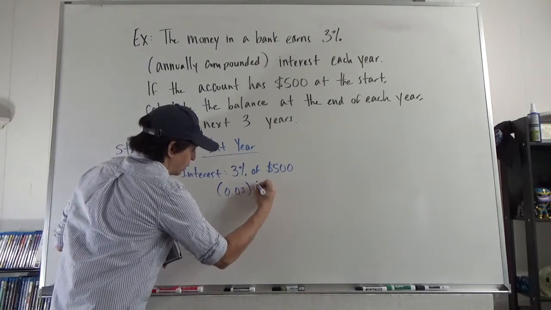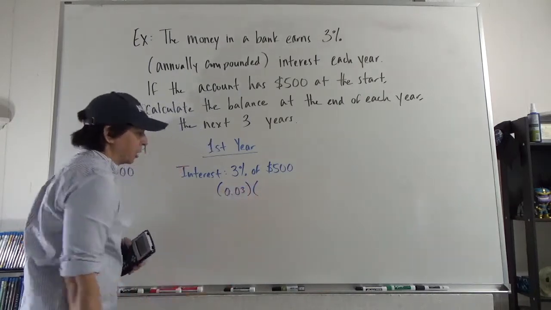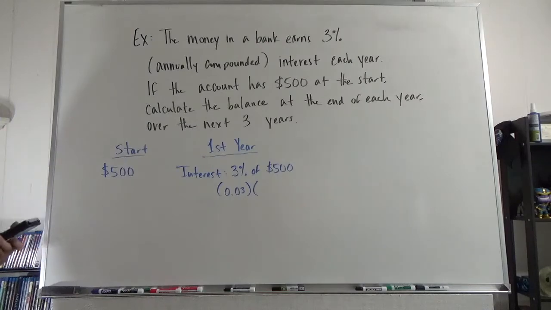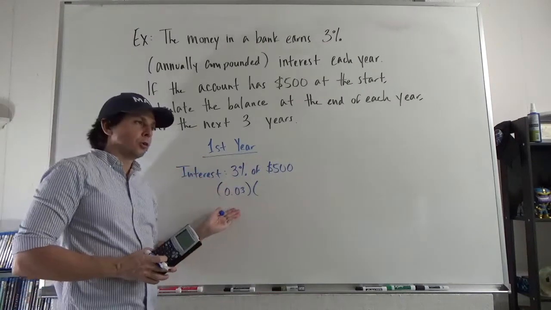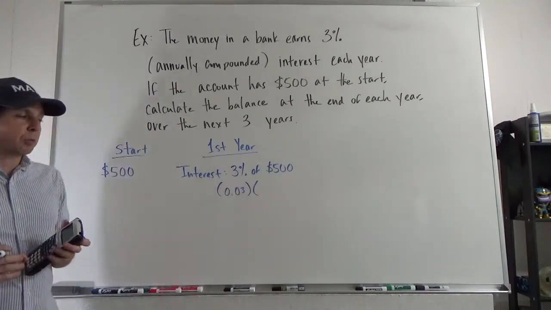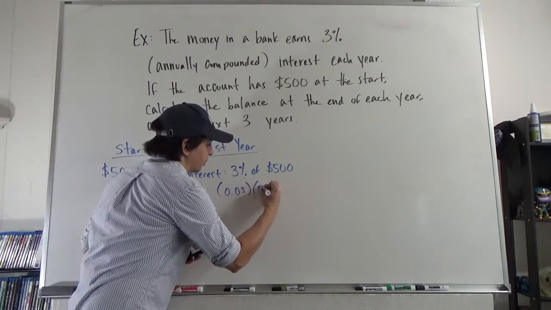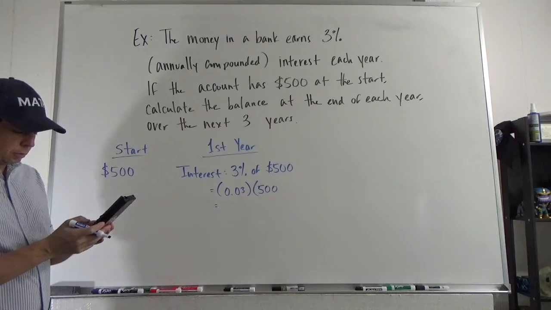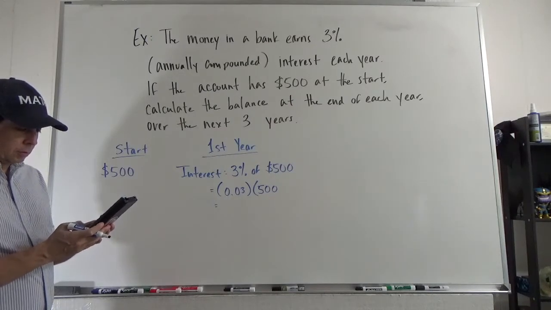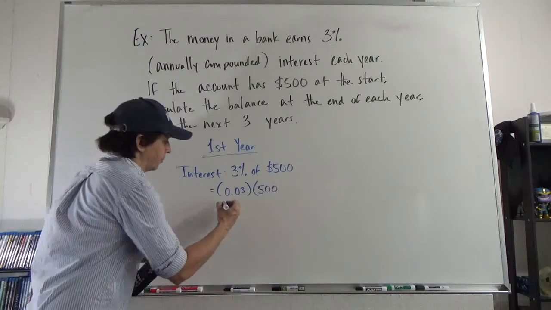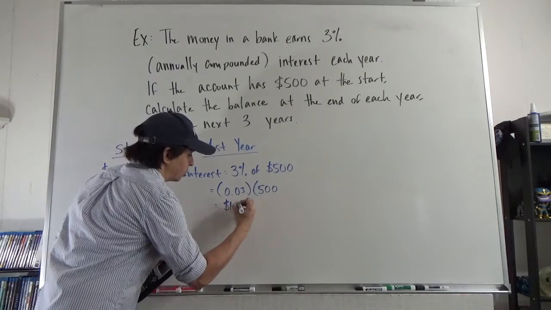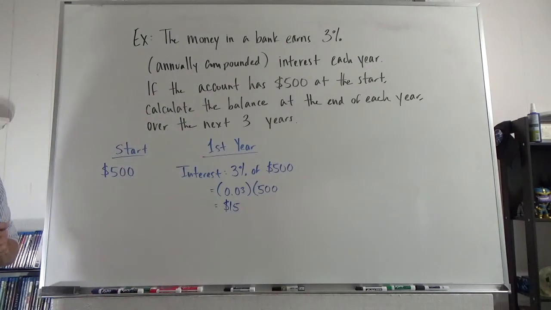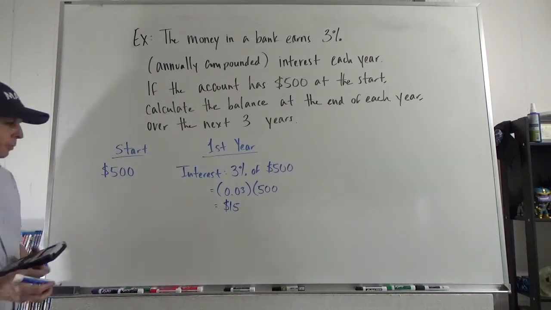Now I'm going to go straight to multiplication. We should be proficient in it by this point. Whenever it's percent of something, you're just multiplying 0.03, not 0.3, times the 500. And that'll give us $15. That's the interest that you've earned on your $500. That's 3% of the 500.